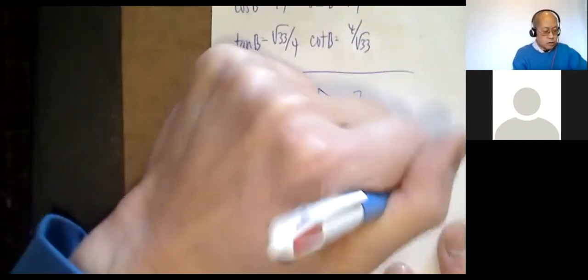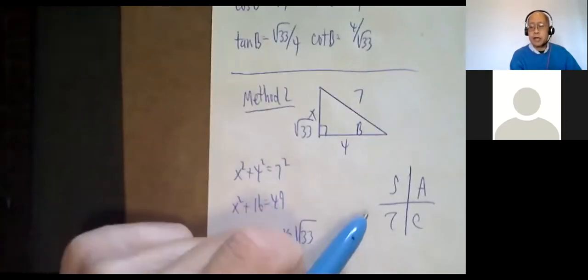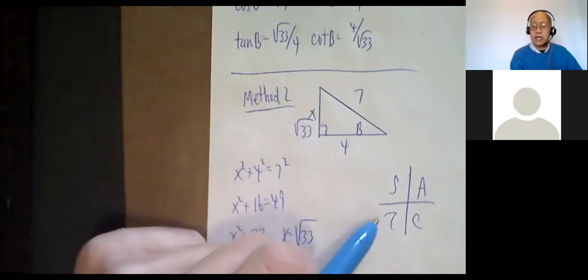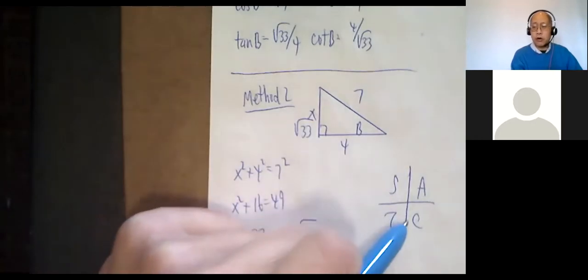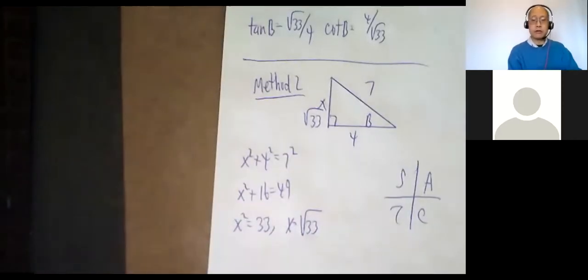Just do your "All Students Take Calculus" thing, right? If it says I'm in quadrant 3, that means sine and cosine are negative, tangent's positive. Or if it's in quadrant 4, cosine is positive, that means sine and tangent are negative, right? So watch out for stuff like that. And there we go. All right, I'm done, folks.